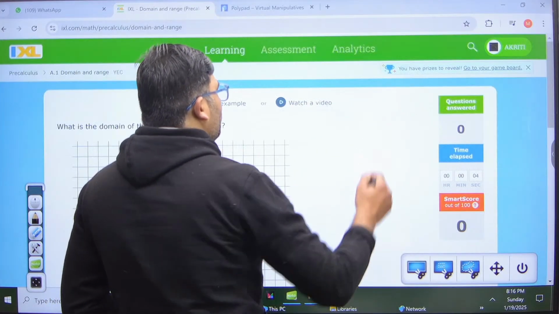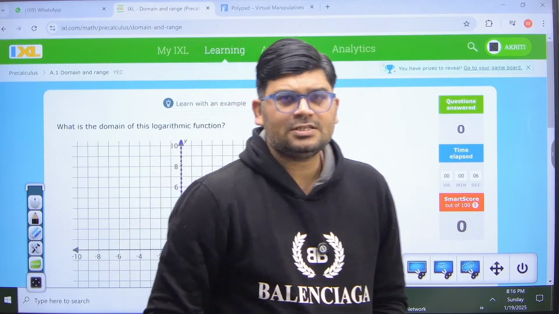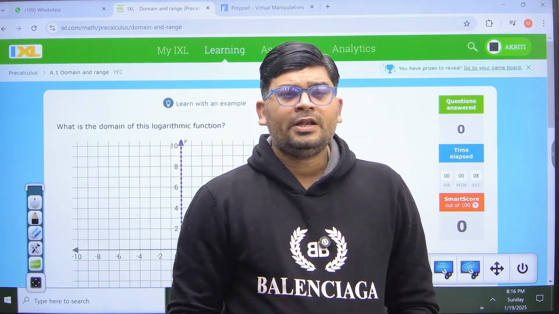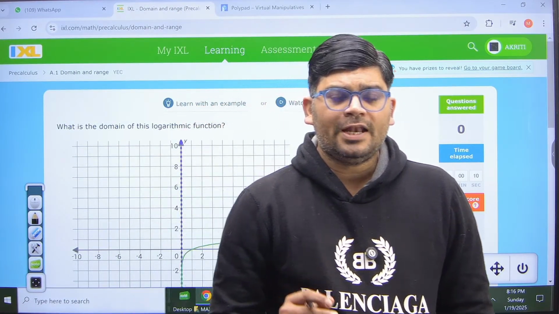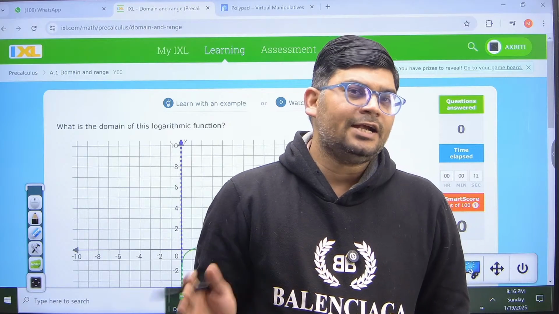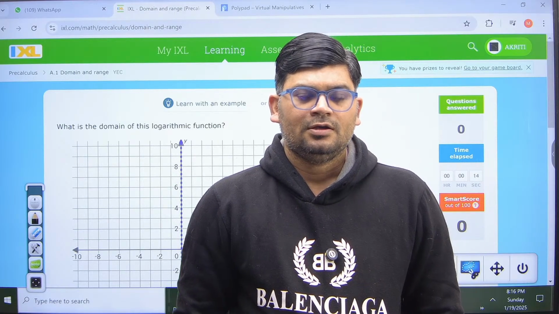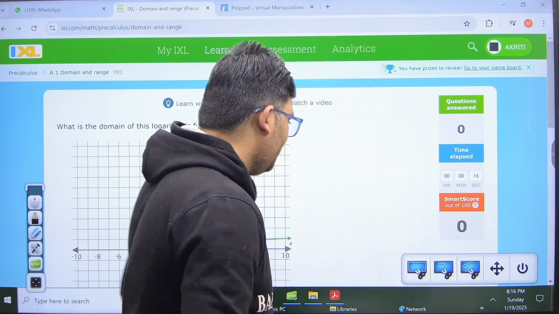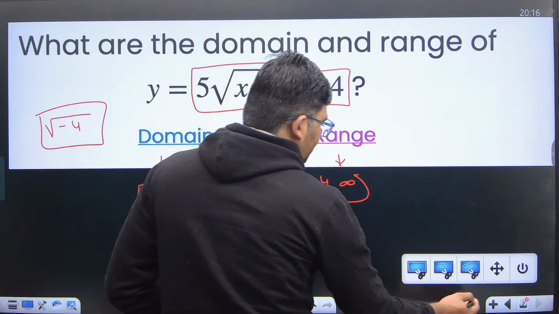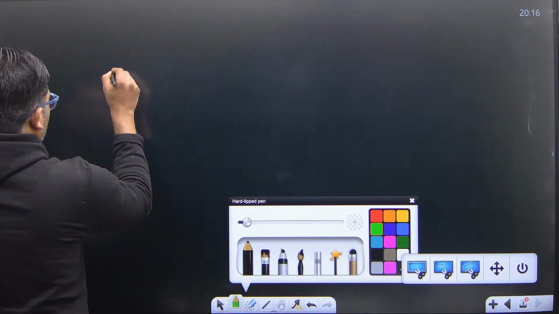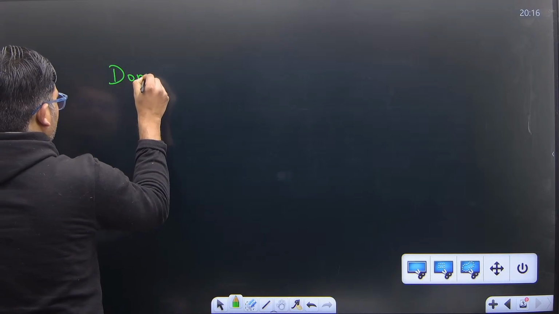If you want the definition of this, the definition is like this. The domain is the set of all the values of x that x can take. Okay? Domain is defined as, I will write it for you so that you can understand it better.